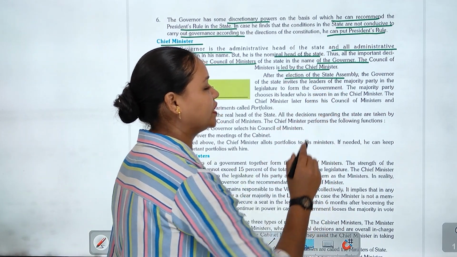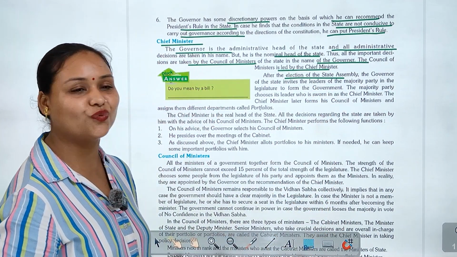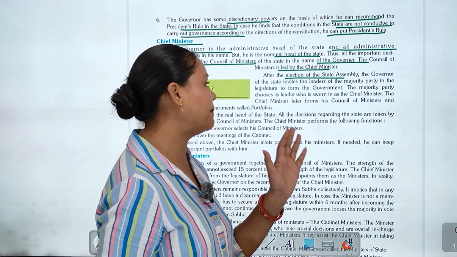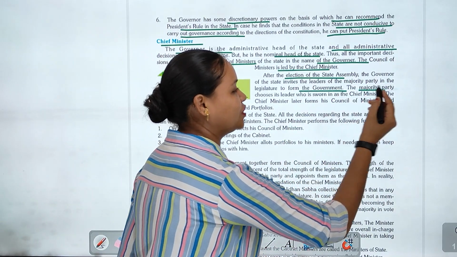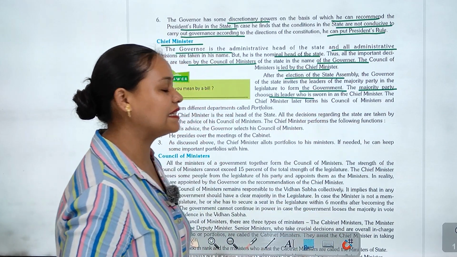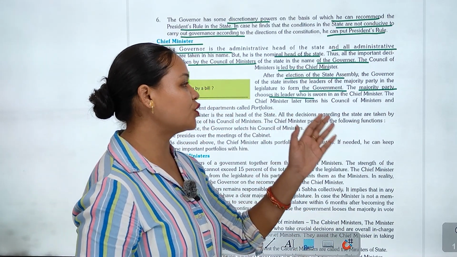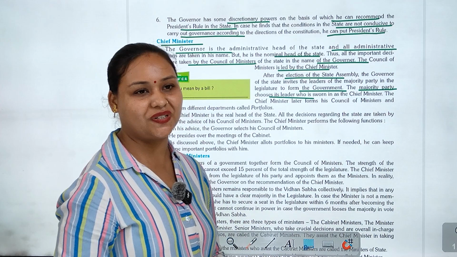After the election of the State Assembly, the governor of the state invites the leader of the majority party in the legislature to form the government. The majority party chooses its leader, who is then sworn in as the Chief Minister.